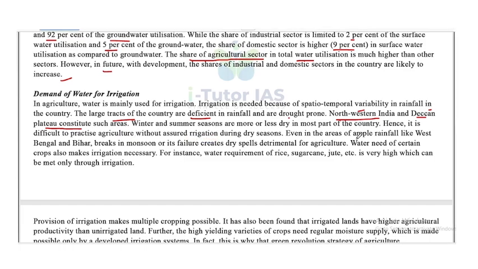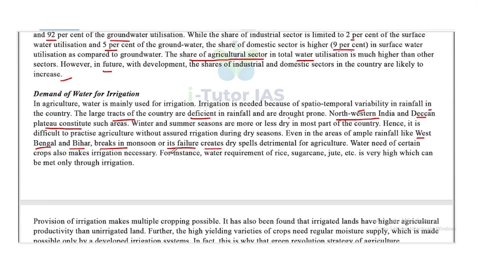Even in the areas of ample rainfall like West Bengal and Bihar, breaks in monsoon or its failure creates dry spells detrimental for agriculture. These states have abundant rainfall, but sometimes the breaks in monsoon or its failure creates dry spells detrimental for agriculture.